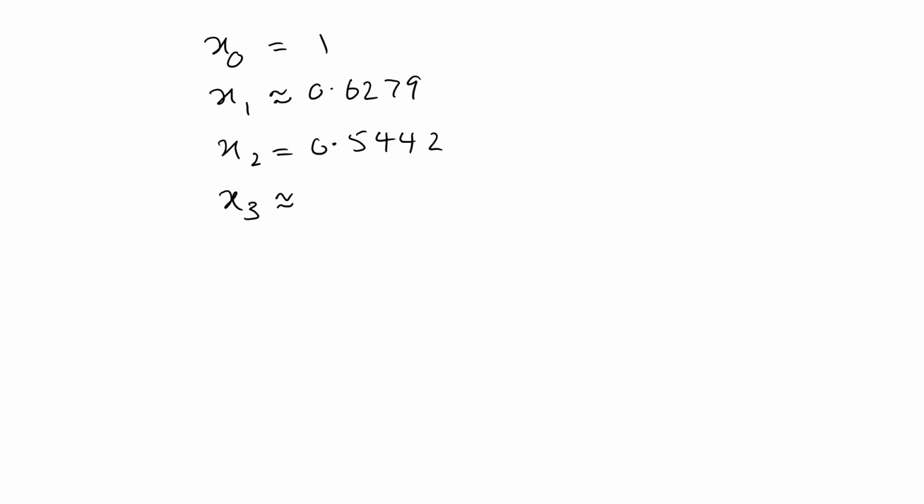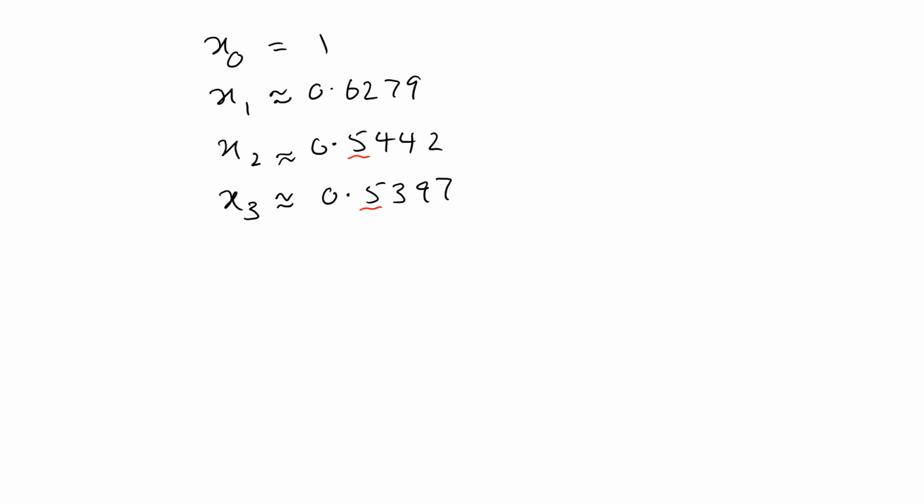We start with x0, which is equal to 1, and then we have x1. Approximately, we get that one as 0.6279, and then we use this value and we get x2 as 0.5442, and then we use this value again, so we get x3. This is all approximately equal, so we have to say approximately equal. So you're going to get 0.5397, and now you start actually seeing some numbers fixed.